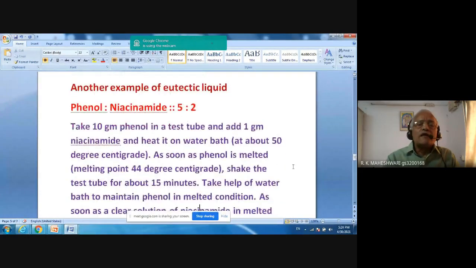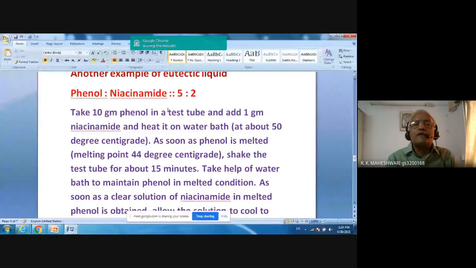Now phenol and niacinamide in 5:2 ratio, you will get a clear eutectic liquid. Take 10 gram phenol in a test tube and add 1 gram niacinamide and heat it on water bath at about 50 degrees centigrade. The phenol melting point is 44, so you will get phenol melted. As soon as phenol is melted, shake the test tube for about 15 minutes.